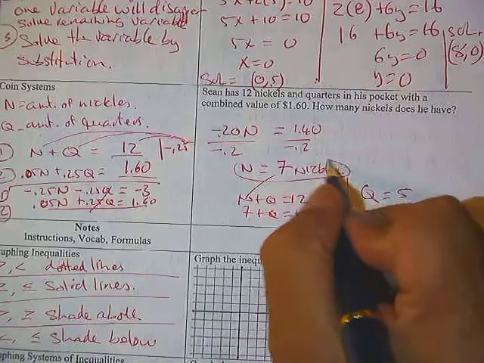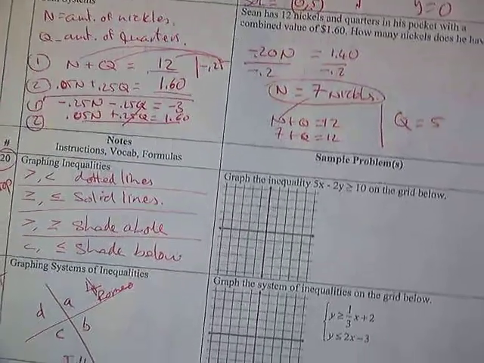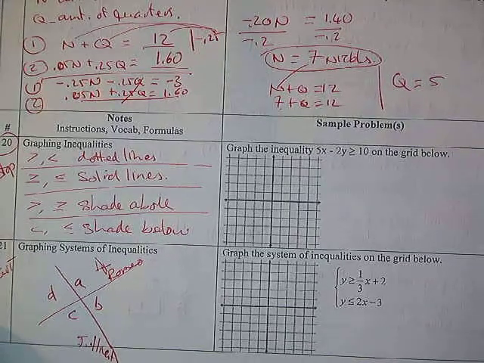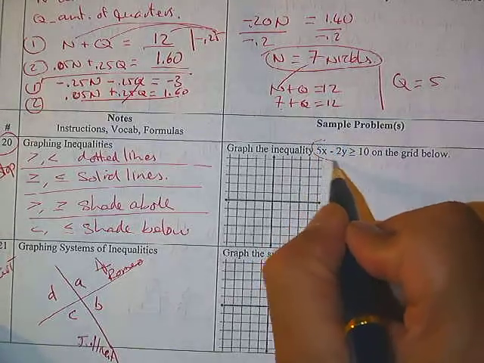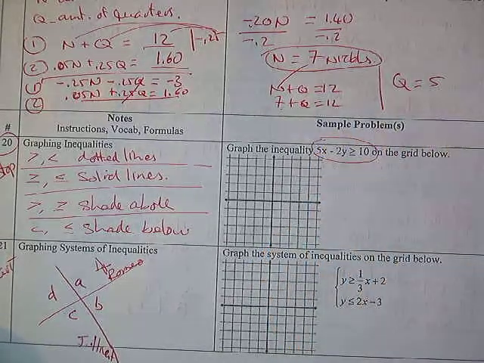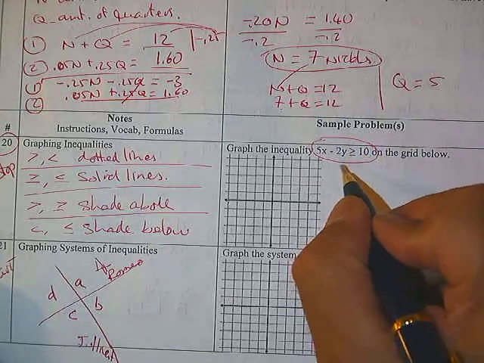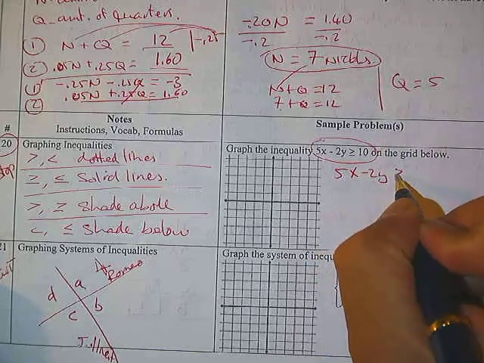If you want to solve for the number of quarters, you can use n plus q is equal to 12, and n is your 7. So 7 plus q is equal to 12. From there, you can tell that q is equal to 5. So 7 plus 5 is 12. You just minus 7 from both sides. But the answer that we're looking for is this 7.